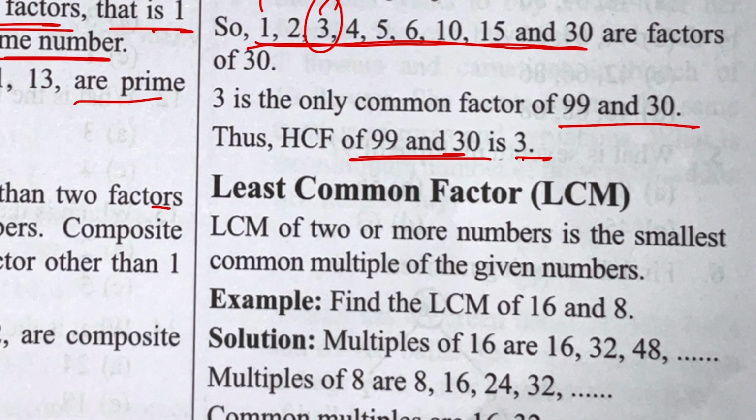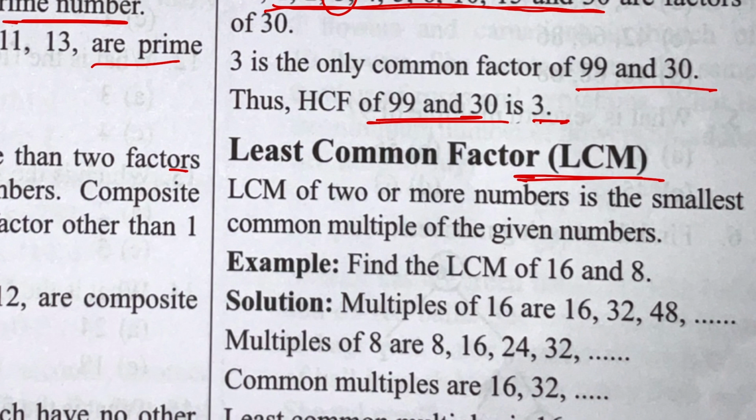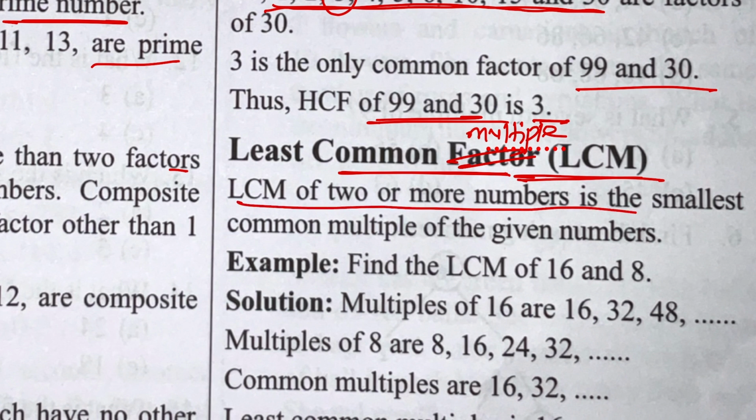More than one factor can be there, right, but what will we find? The least. Factors highest, multiples least. Okay. So now LCM, least common multiple. Here it is written factor, least common multiple. Getting the point? LCM of two or more numbers is the smallest common multiple of the given numbers.